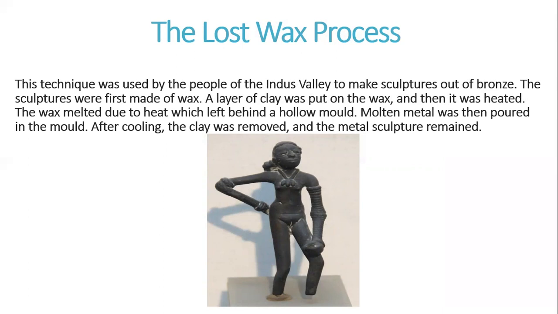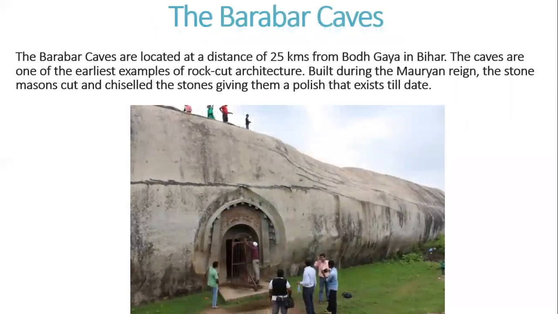This is how this dancing girl was prepared. And the last information during this time is about the caves. Do you see how big this cave is? It is also known as the Barabar Caves. The Barabar Caves are located at a distance of 25 kilometers from Bodh Gaya in Bihar. The caves are one of the earliest examples of rock cut architecture.